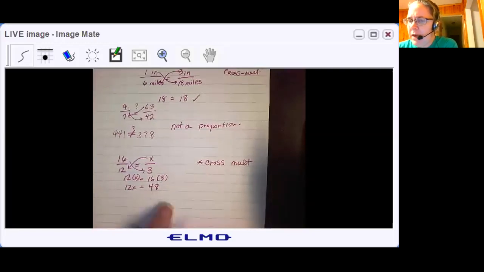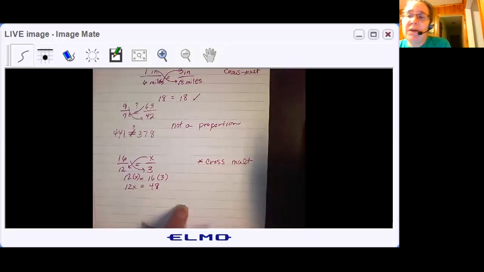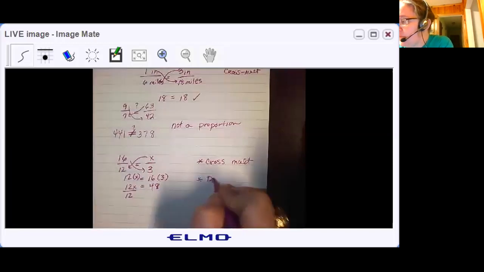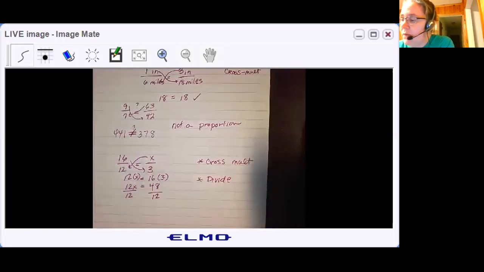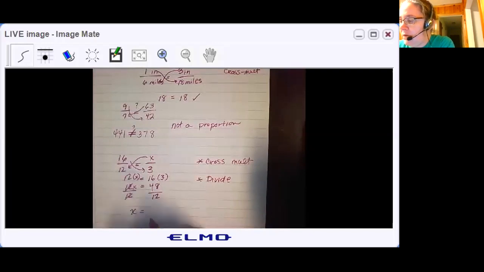Now, 12x equals 48. 12 times something gives me 48. Well, this is like those equations we did. How do I separate the 12 from the x? Well, if 12 times x is 48, how do you get that x by itself? You do the opposite. You divide by 12. Now, the 12 on the top and the 12 on the bottom cancel out and leave the x behind. 48 divided by 12 is 4.